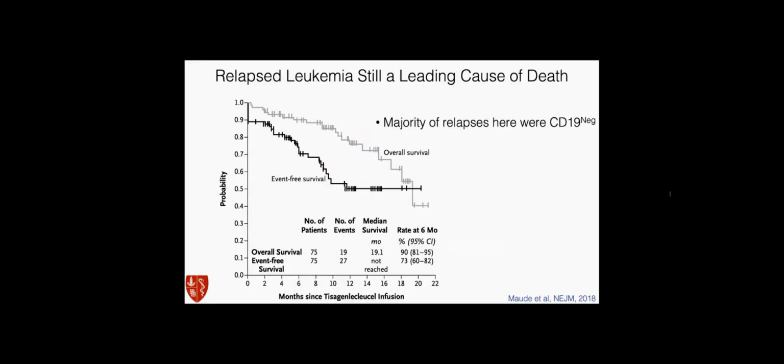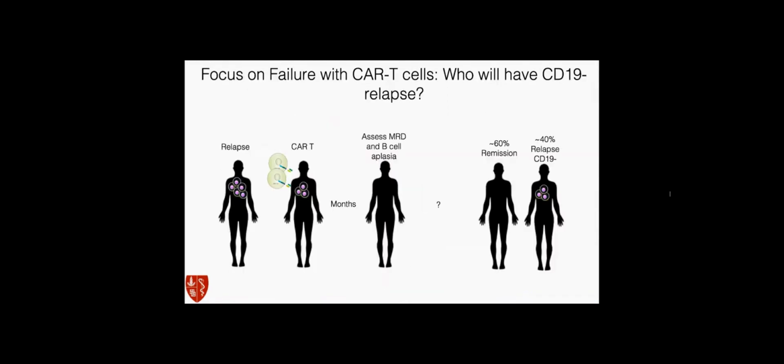cell therapy. And we participated in this study at Stanford, and one of the things that was as fantastic as it is in getting patients into remission, you can see in the black curve, which is event-free survival, that almost half of patients did have an event, and most of these were relapses, and the majority of which were patients who relapsed in which their leukemia no longer expressed the CAR T cell target of CD19, so a CD19 negative relapse.